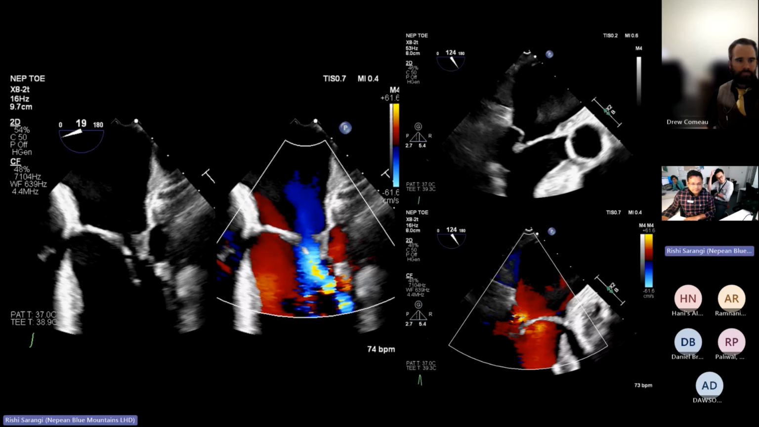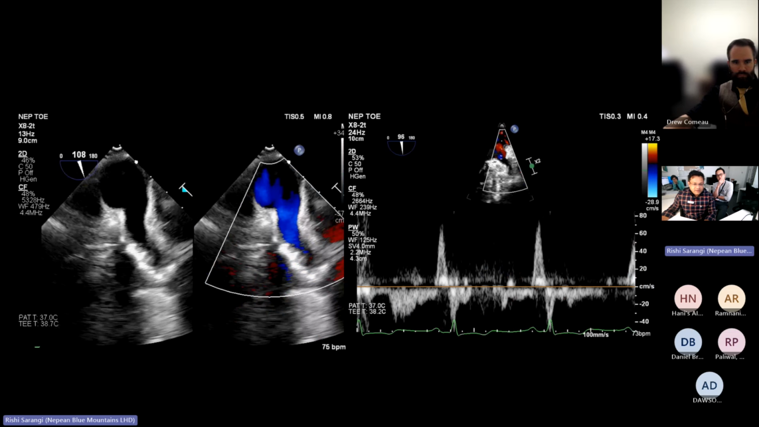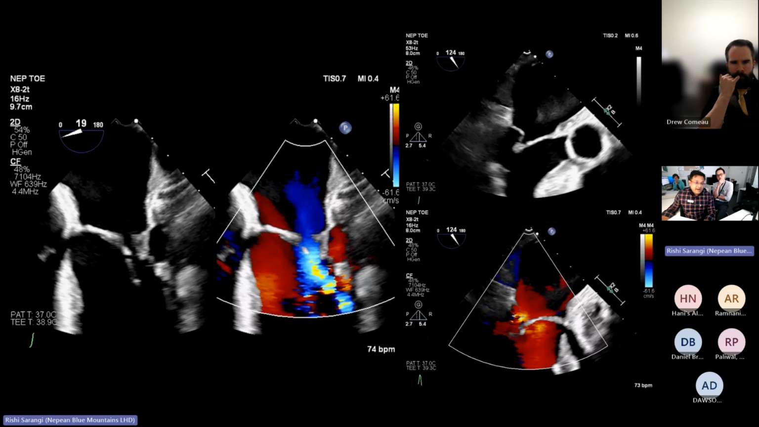Yep, it's eccentric. Also the anterior mitral valve leaflet is a bit thicker. Yes, that's true. Is there a prolapse? It's a prolapse, yes, that's correct. It's prolapsing, and this is more anteriorly directed. Okay, and then we get some idea about this one.